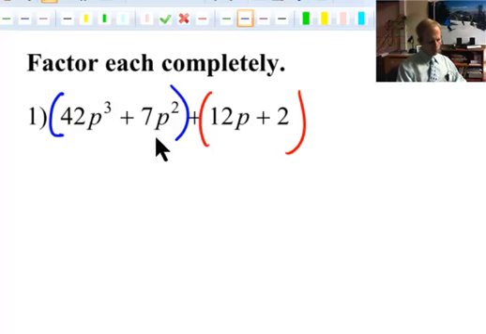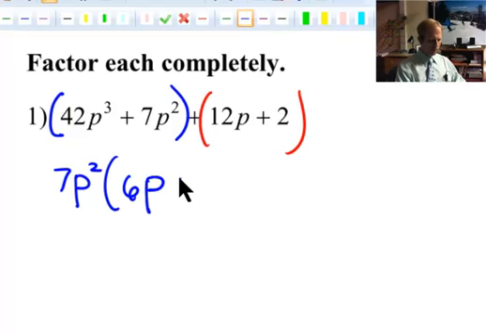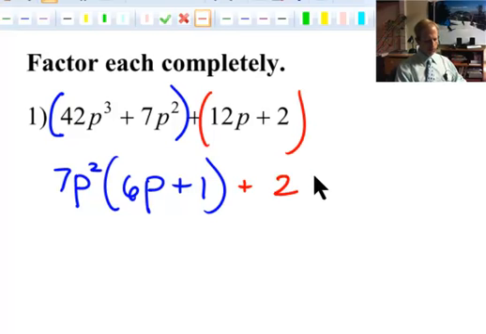So in the blue set here, I can see that I'm going to have a common factor of 7p squared. So I'm going to factor out 7p squared. It's going to leave me with 6p plus 1. Now I'm going to factor the 12p plus 2. And I can see that I'm going to be able to factor out a 2, giving me 6p plus 1.